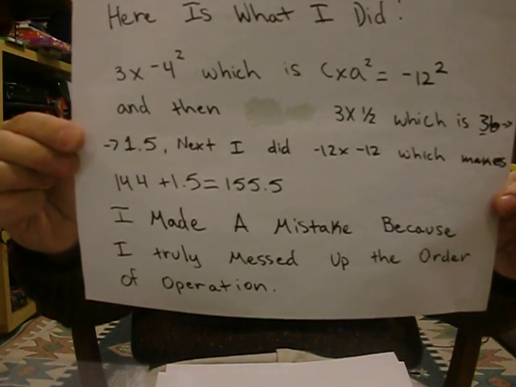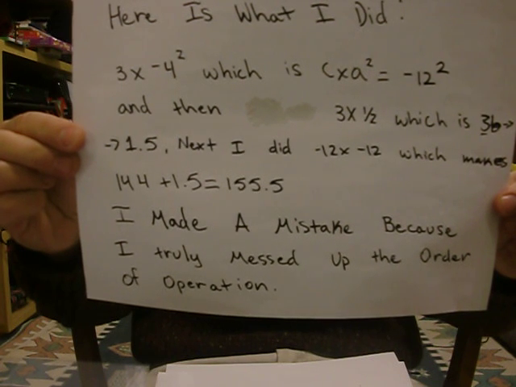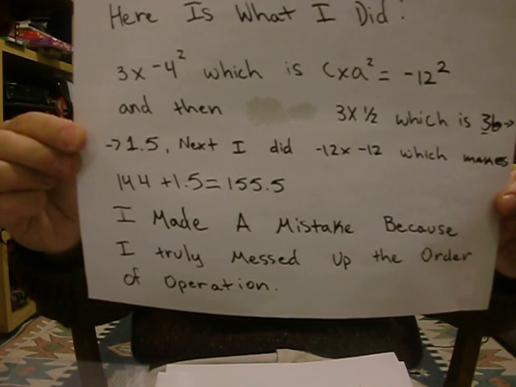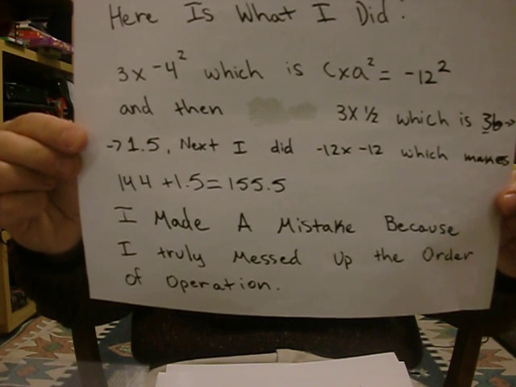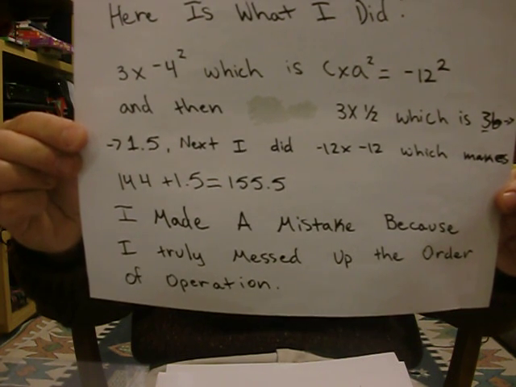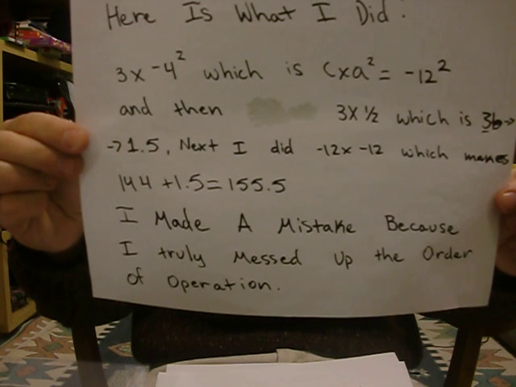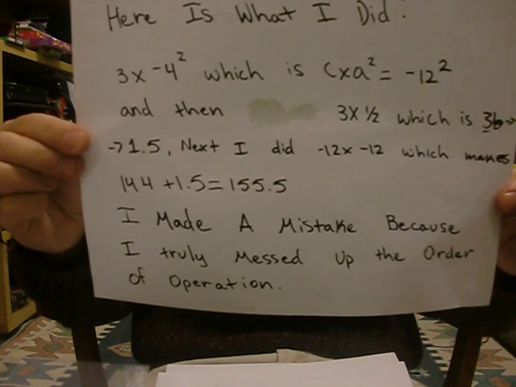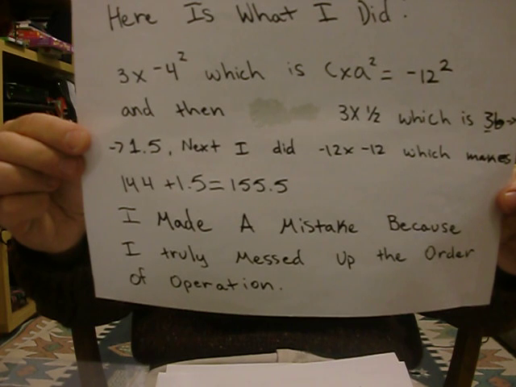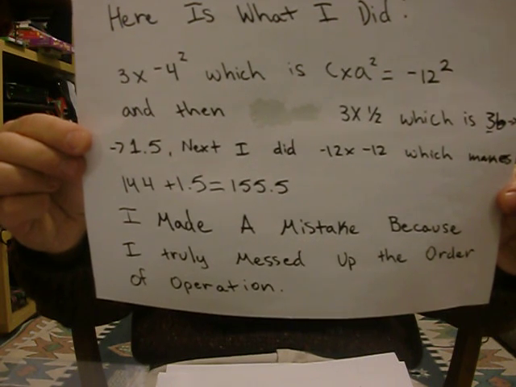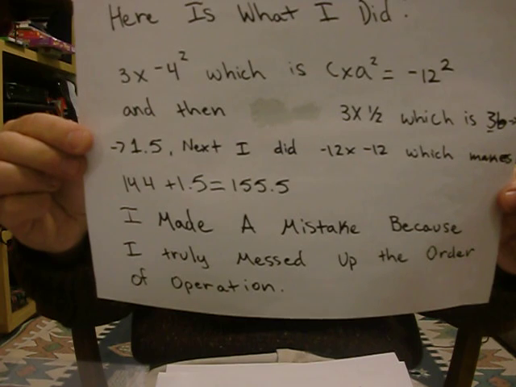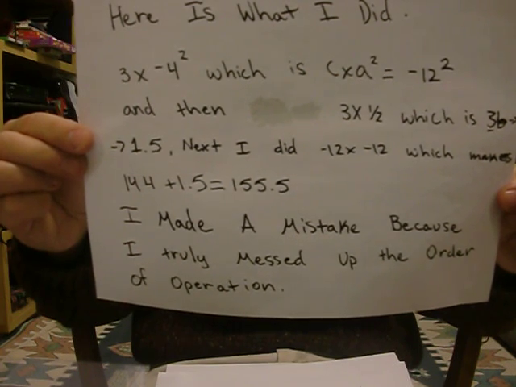Here is what I did. 3 times -4 squared, which is C times A squared, equals -12 squared. And then 3 times 1/2 is 1.5, which is 3B. Next, I did -12 times -12, which makes 144, and then add 1.5, which makes 155.5, which was my answer. I made a giant mistake, for I truly messed up the order of operations.